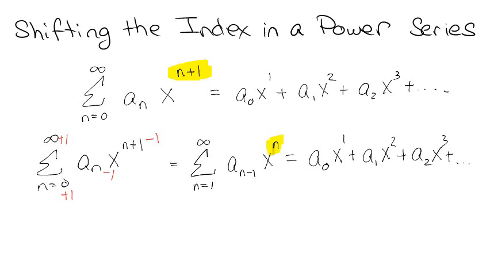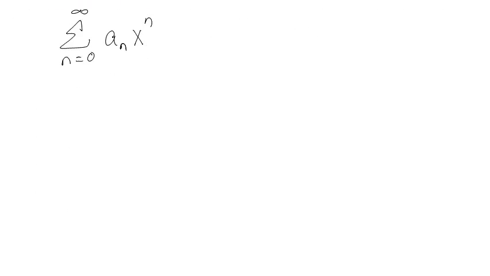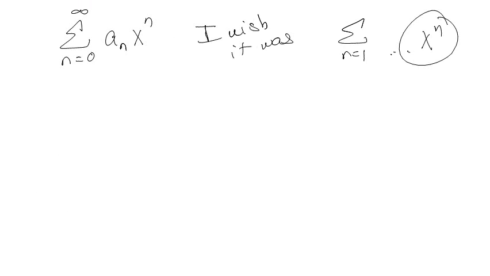This can be important. Something else that you can do, and it's not exactly shifting the index, but maybe. Let's pretend I had this again, or something similar: the sum of a sub n x to the n. And for some reason, I really wish it started at n equals 1. But I really like the x to the n too. So I want to keep the x to the n, but I really want it to start at n equals 1.